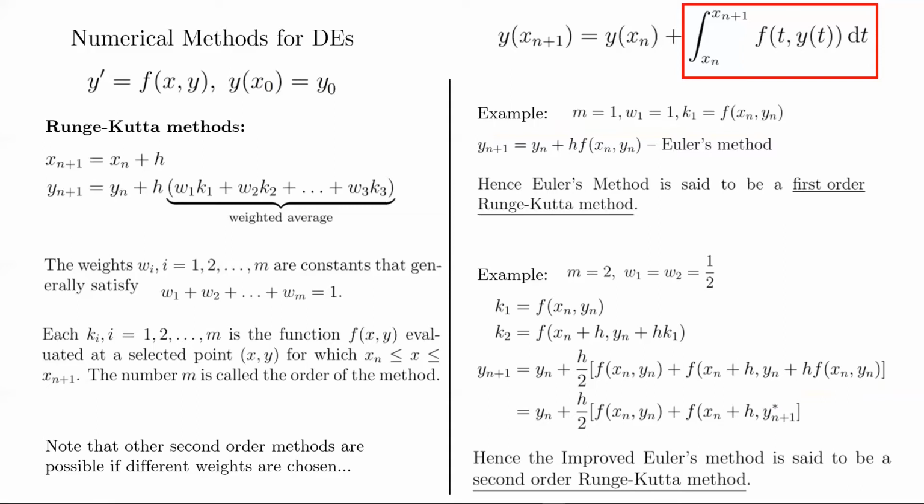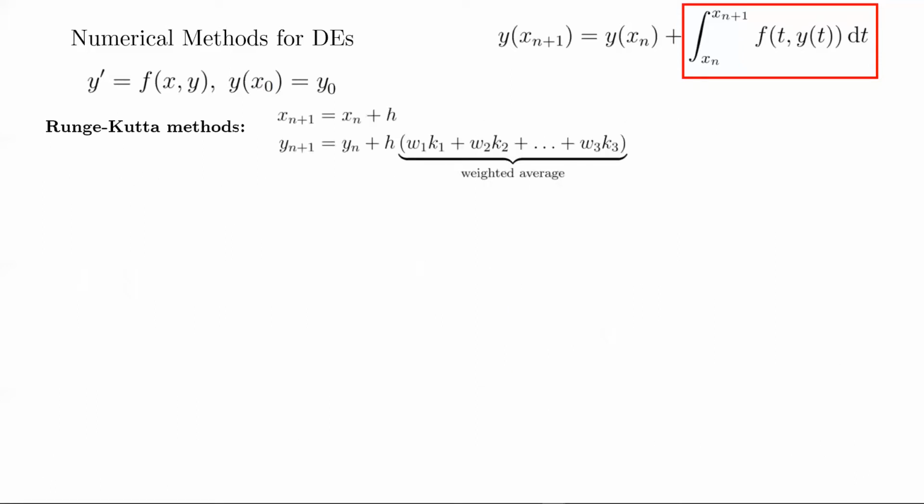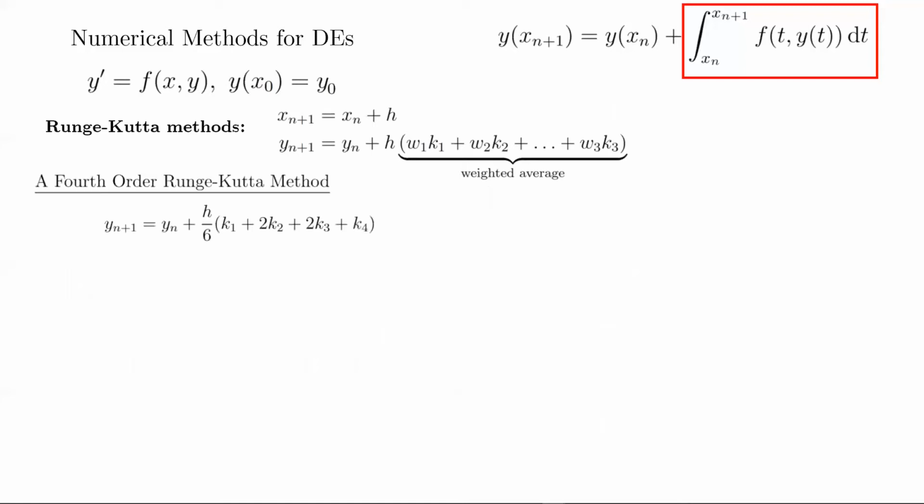So for example, I can choose different weights here. W1 was equal to W2 was equal to half here. I could have chosen 1/3 and 2/3, or any combination that added to 1, in fact. So the improved Euler's method is just a second order Runge-Kutta method. It's not the only one. Okay, so let's look at a fourth order Runge-Kutta method now.